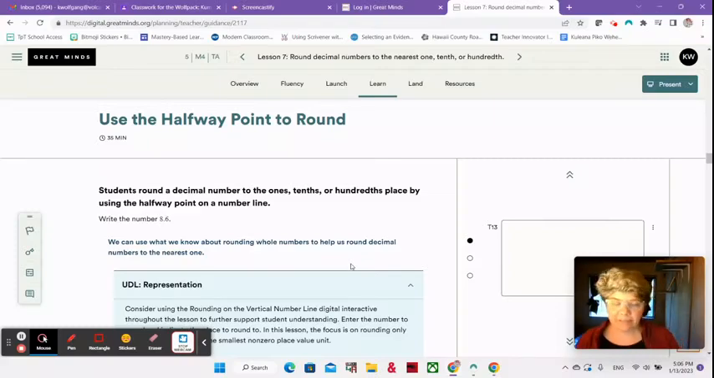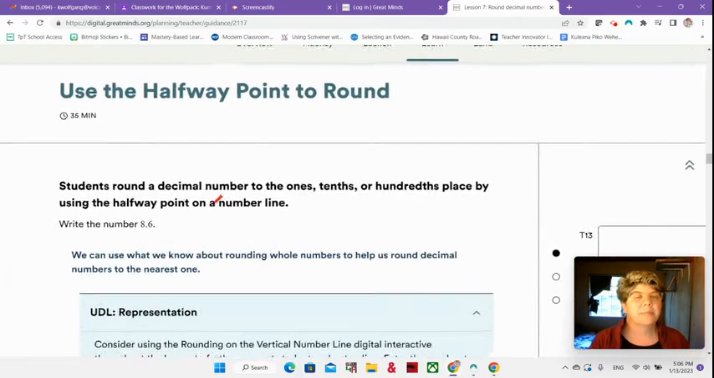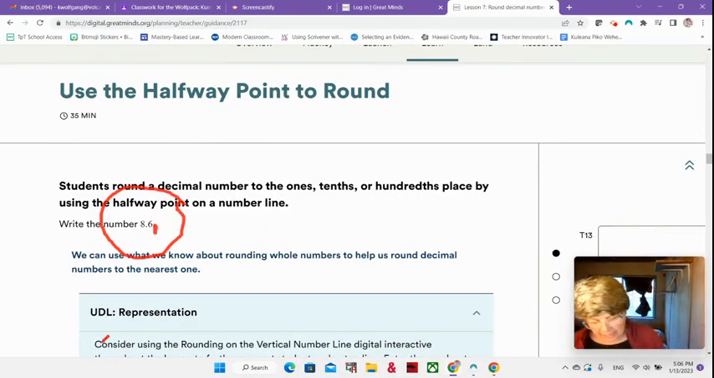All right, we're on the second video of lesson 7 and we are rounding decimal numbers. So today we're looking at this number right here. I'm just going to make it a little bigger and circle it. Sorry, this is a period at the end, but you can see 8 and 6/10, right? 8 and 6/10. And we're going to think about what we know about rounding whole numbers to help us round decimal numbers to the nearest one.